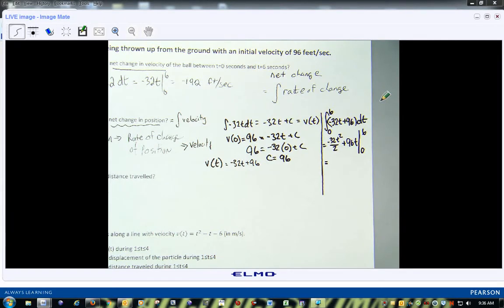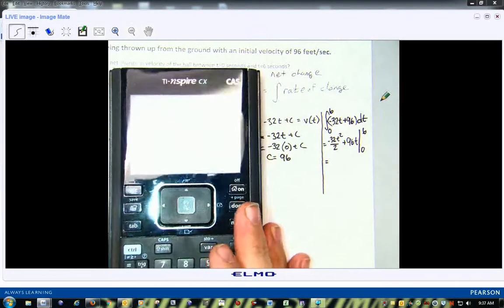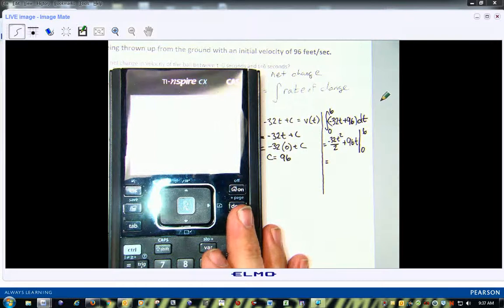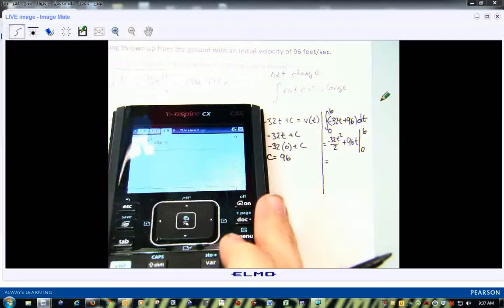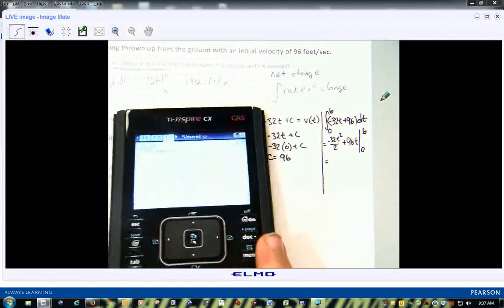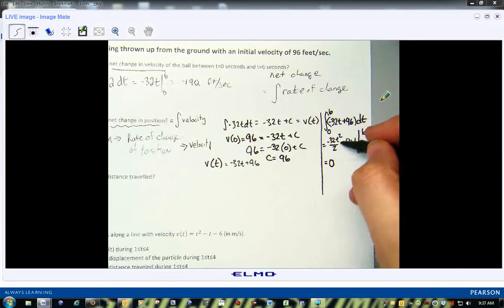so negative 32 times 6 squared divided by 2 plus 96, what, times 2? No, times 6. Can't see anything at all, can you? Almost. What's it look like? 0. So I'm going to get 0 there for the first part at 6. Now when I plug in zeros, what's going to happen to everything? Make 0.